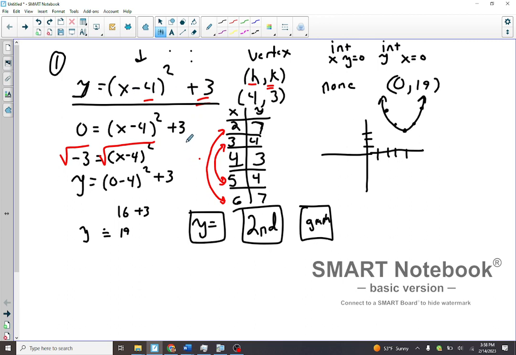No, I'm saying, how do you find the table values without doing the calculator? You plug in 3. So 3 minus 4 squared, which is negative 1 squared, which is 1. Then plus 3. 1 plus 3 is 4. You just literally plug it into your equation.